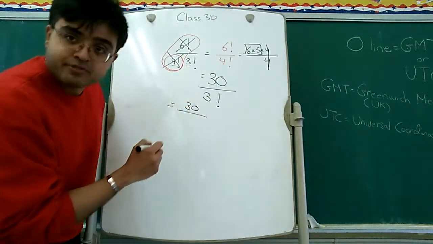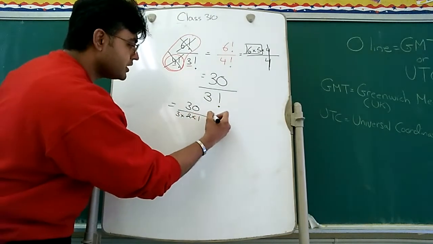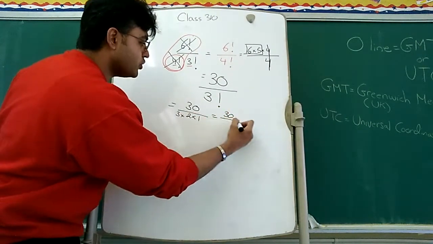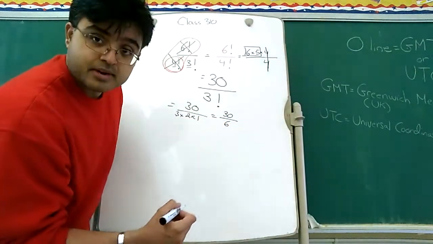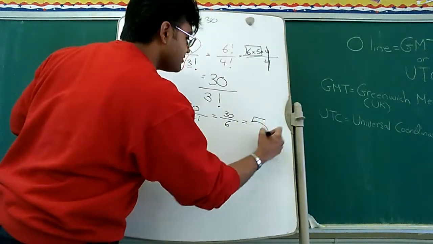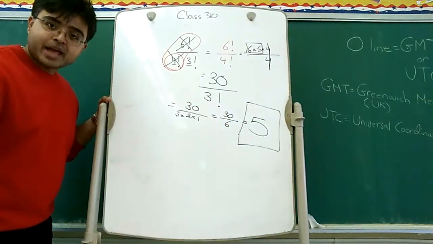So let's take our answer and divide it by 3 factorial. 30 divided by 3 factorial, which is 3 times 2 times 1. So the answer is 30 over 3 times 2 is 6, 6 times 1, 6. And 30 divided by 6 is 5. And there we go. That is our final answer.